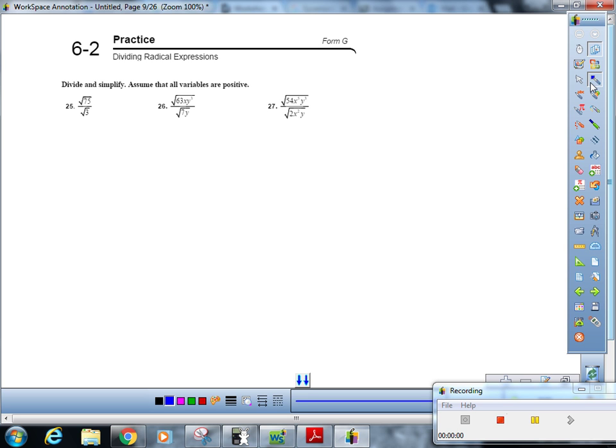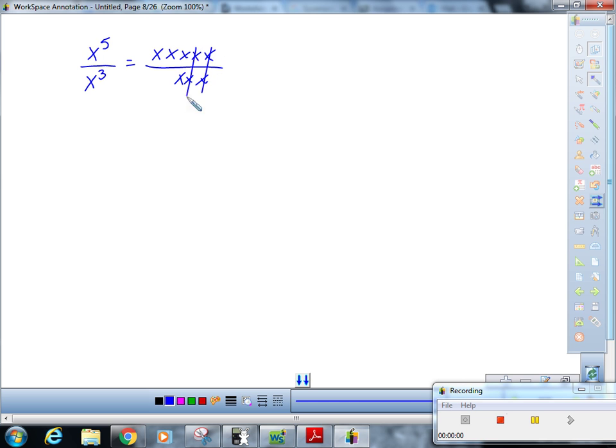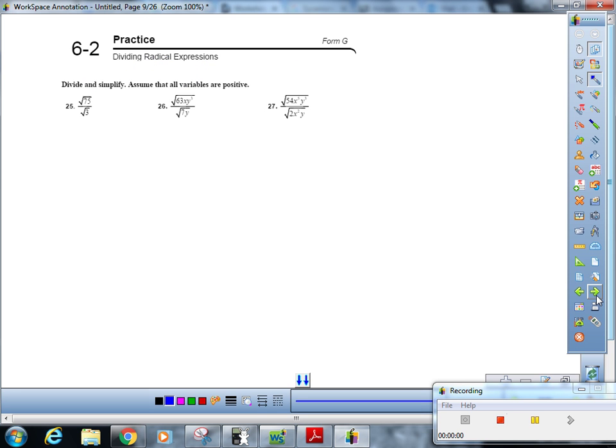Okay, so look, it's very similar to yesterday, but now we're dividing. Some things to remember before you get started, okay? Remember that x to the fifth over x cubed is the same thing as x times x times x times x over x times x times x, and x over x is just 1. And so that's why you subtract powers. If you have the same term with different powers and they're being divided, you just subtract. Remember that. So that'll come into play here today.